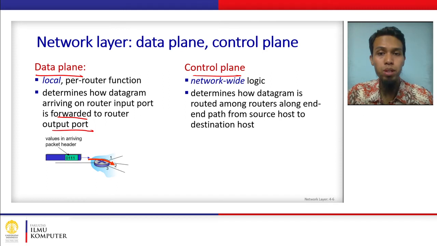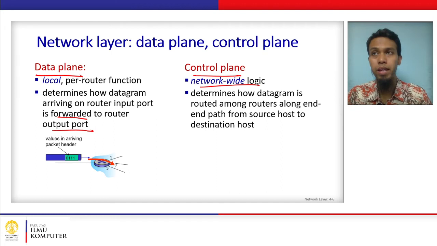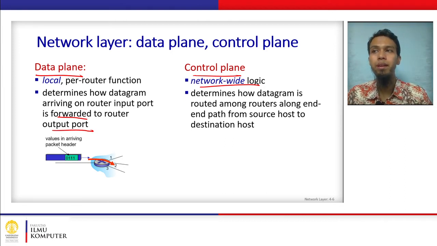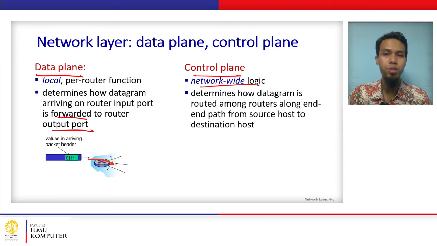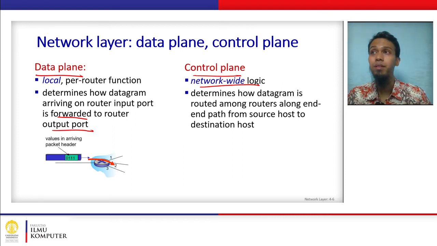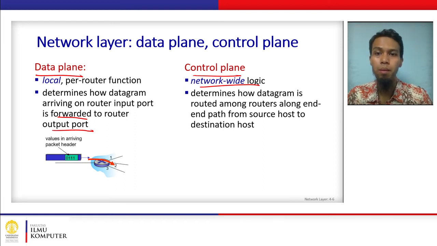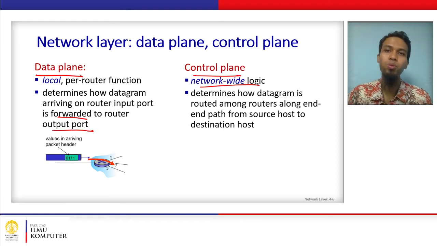While the control plane is network-wide logic, meaning that, although as we will discuss later there are different approaches and the control plane can also be implemented at each router, it is actually trying to map the whole topology of the network. So it's trying to get the view of the overall network topology, and then it tries to determine the best route taken by a packet from a specific source to a specific destination.